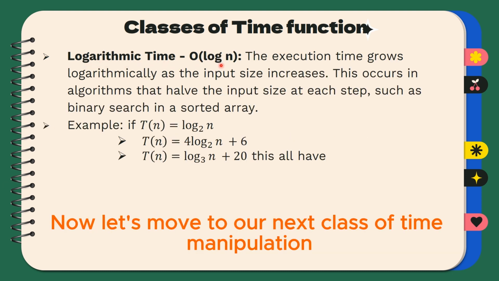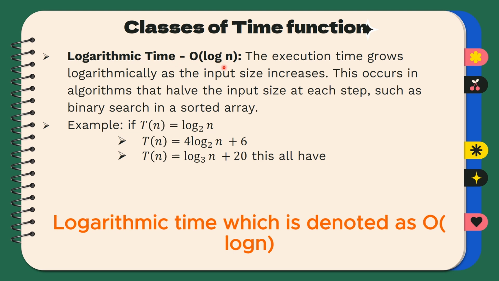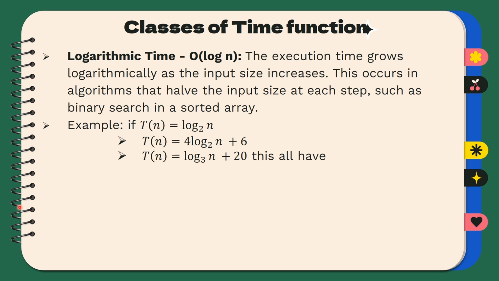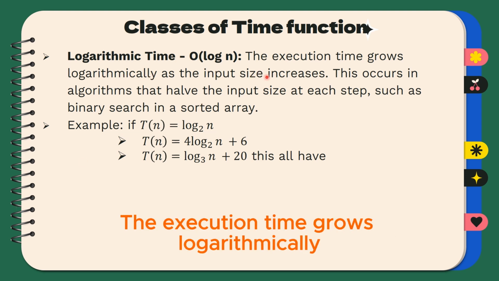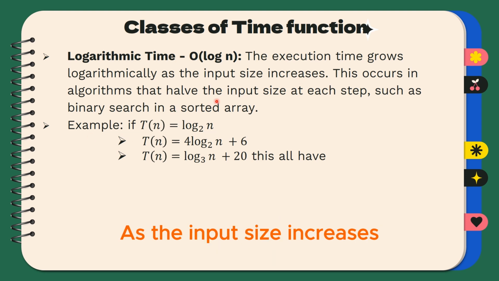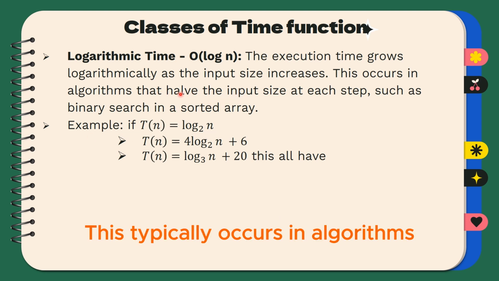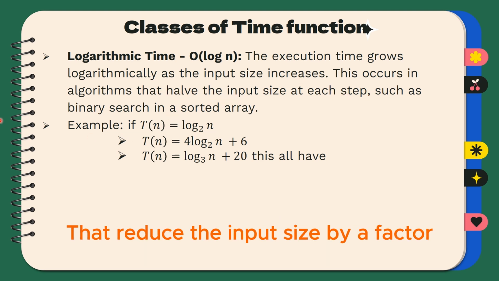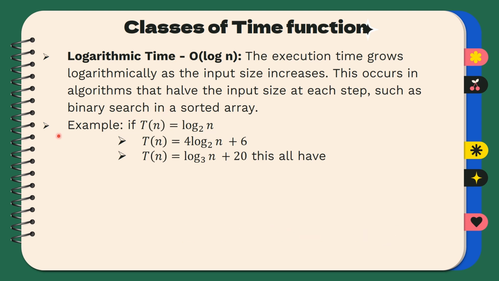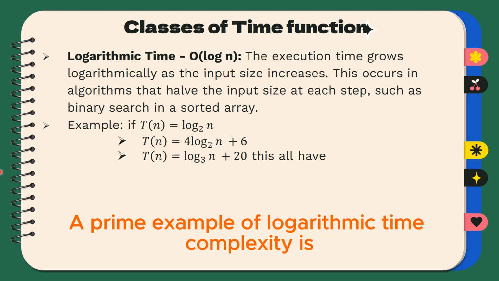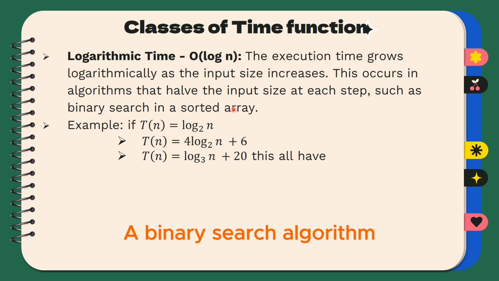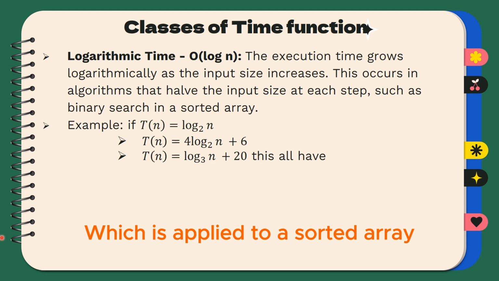Now, let's move to our next class of time function, logarithmic time, which is denoted as big O of log n. In logarithmic time complexity, the execution time grows logarithmically as the input size increases. This typically occurs in algorithms that reduce the input size by a factor, usually halving it at each step. A prime example of logarithmic time complexity is the binary search algorithm, which is applied to a sorted array.